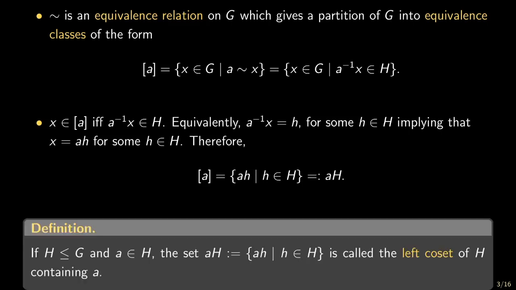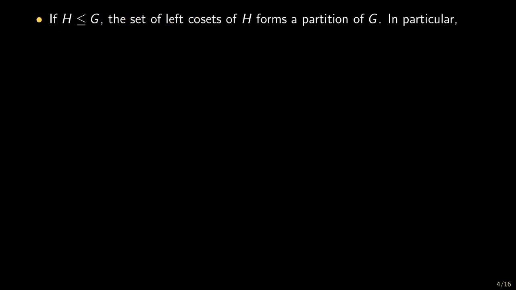The tawag natin sa set na to, we call it the left coset of H containing A. Later, I will show you how to construct these left cosets. Okay, if H is a subgroup of G, then you collect all the left cosets of H, and we know that because they are equivalence classes of this relation, this in particular partitions G in a nice way. In this lesson, we will be interested in this partition, in what way the left cosets partition G if you select a particular subgroup H.